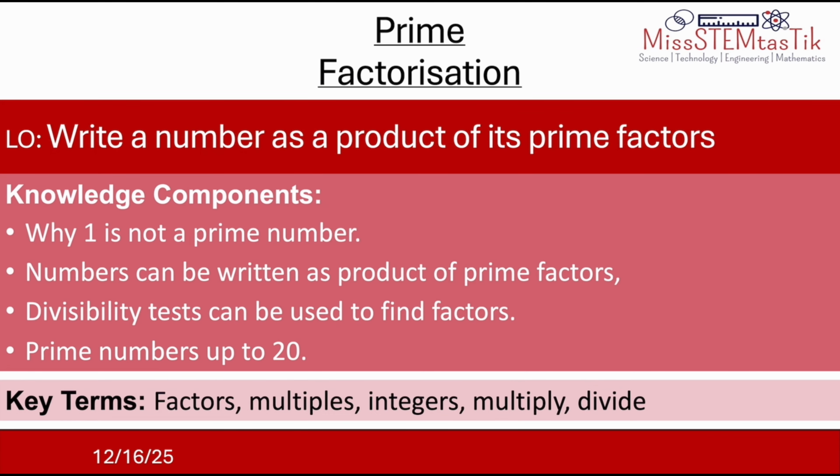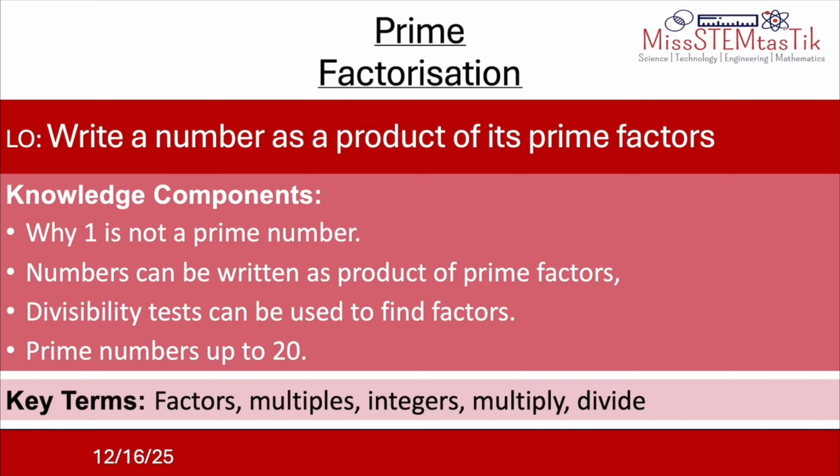Okay, today's lesson we are going to cover prime factorisation. So you will learn how to write a number as a product of its prime factors. The knowledge components are why 1 is not a prime number, numbers can be written as a product of prime factors, divisibility tests can be used to find factors, and knowing prime numbers up to 20. Some of the key words are factors, multiples, integers, multiply and divide.